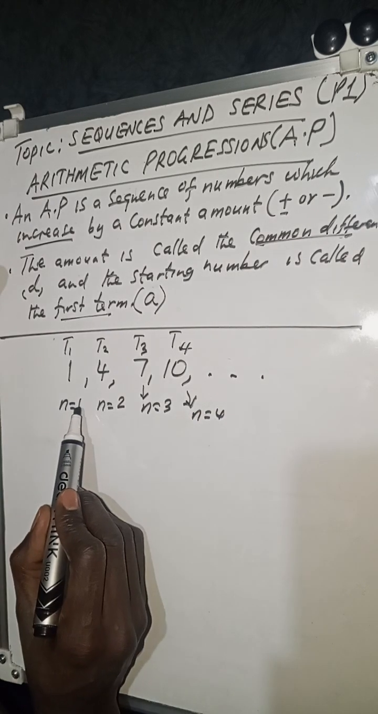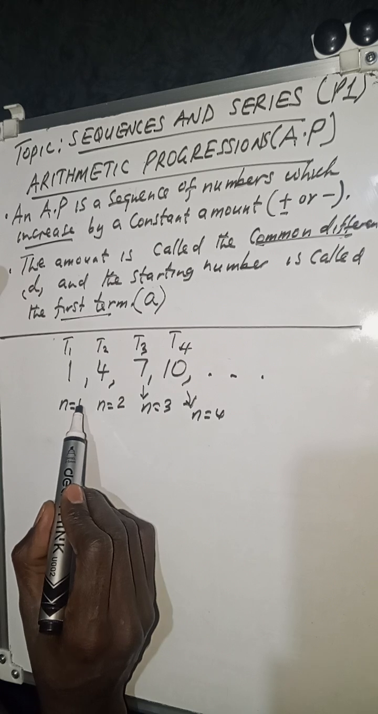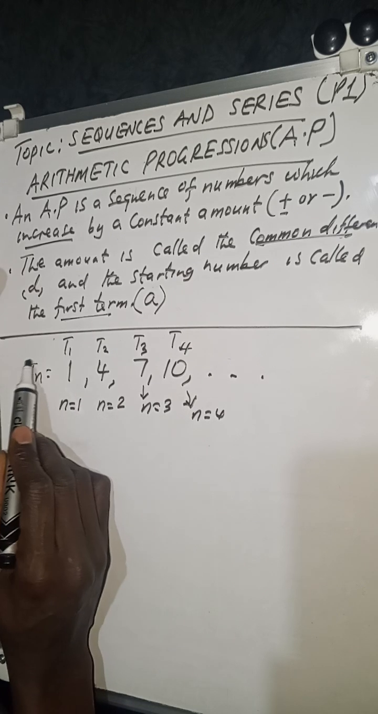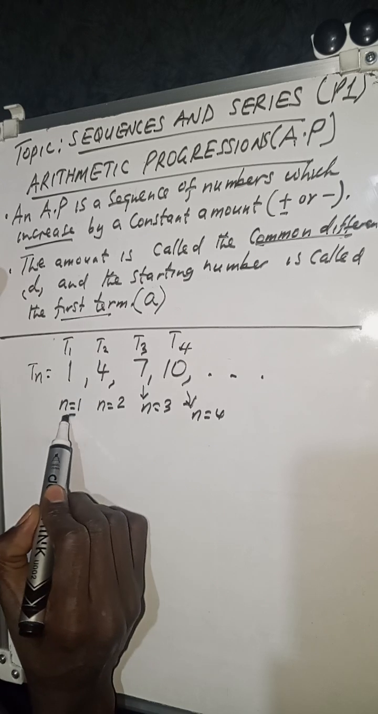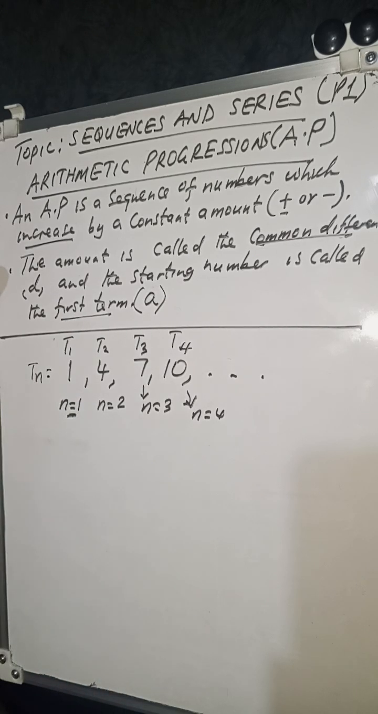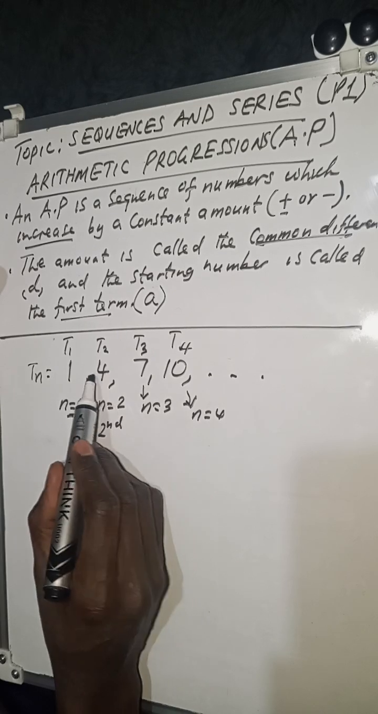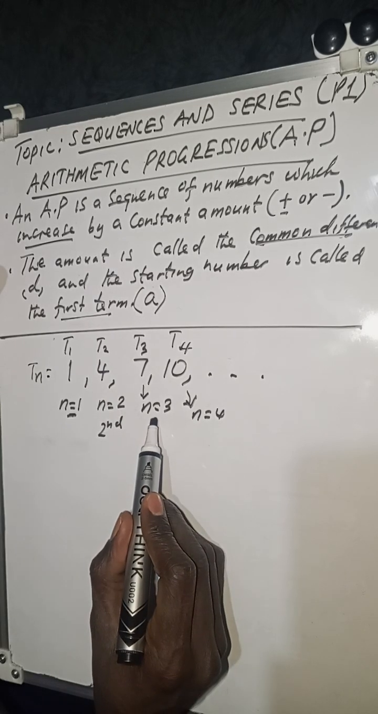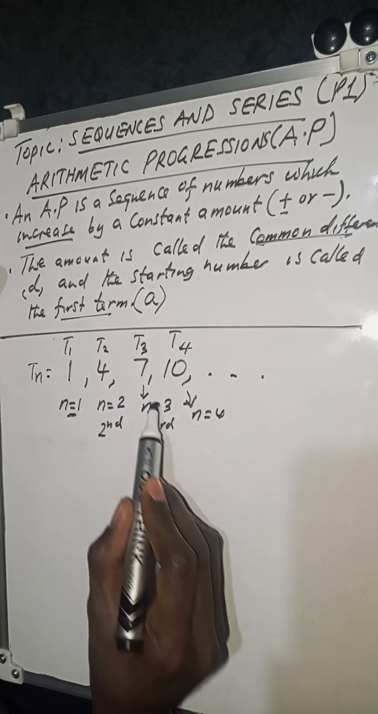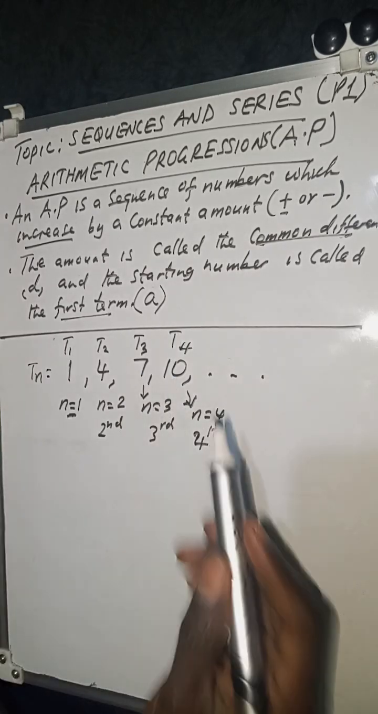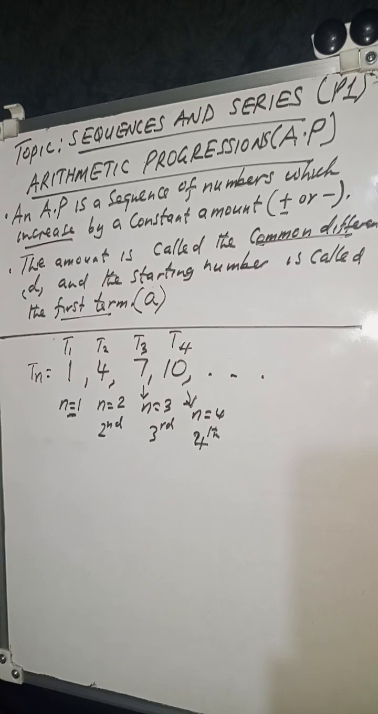So which term is occupying the first position? It is 1. What about the term in the second position? It is actually 4. The term in the third position is actually 7. The term in the fourth position is actually 10. So you'll be able to see that as we move on.